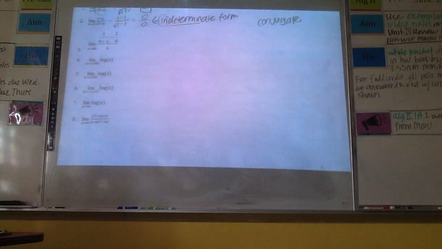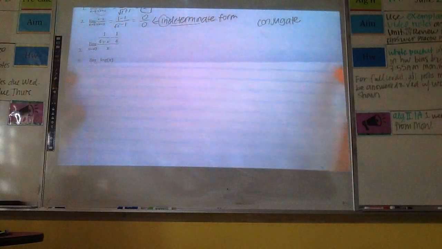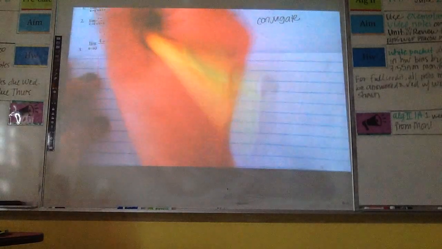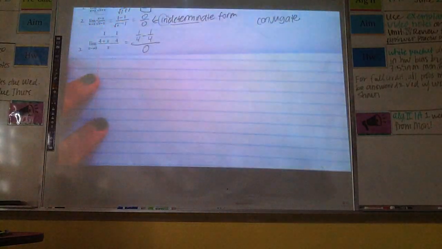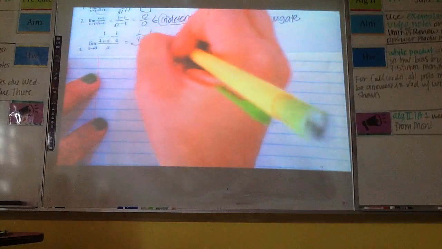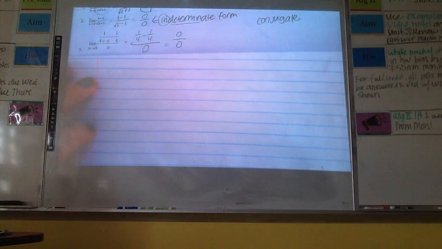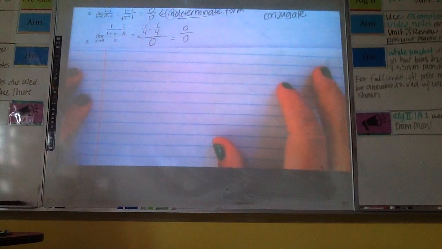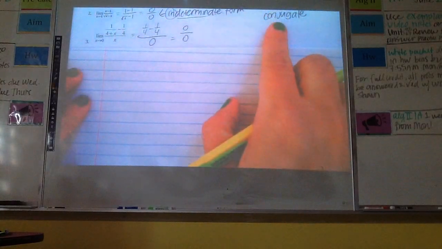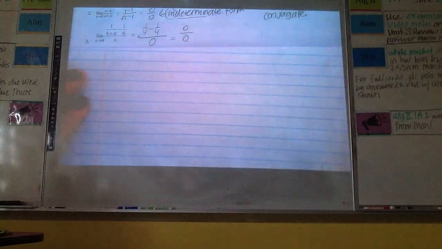Let's take a look at number 3. I always want to try substitution first. It can be quick and easy if it works. I get 1/4 minus 1/4 over 0. Ooh, that's 0 over 0. Again, I'm in indeterminate form, and therefore I need to try a new strategy. I don't see a radical expression, so multiplying by the conjugate isn't appropriate here. It's not going to help.